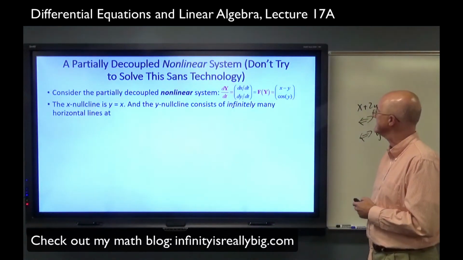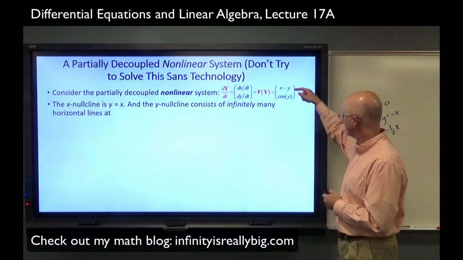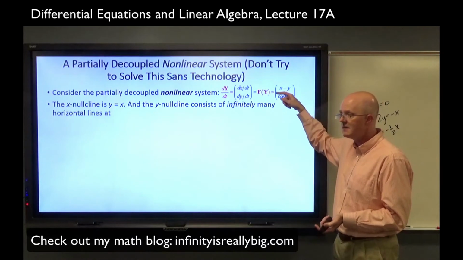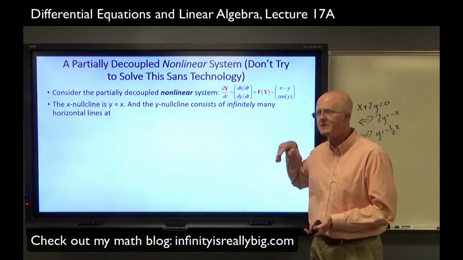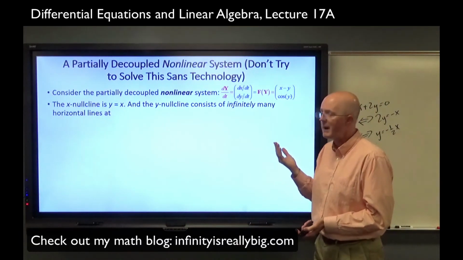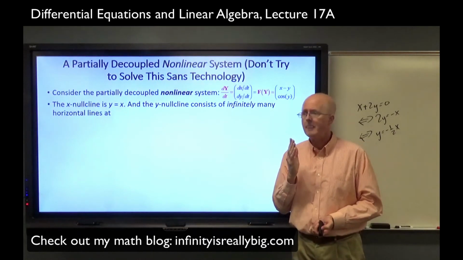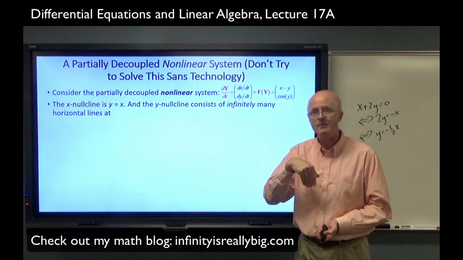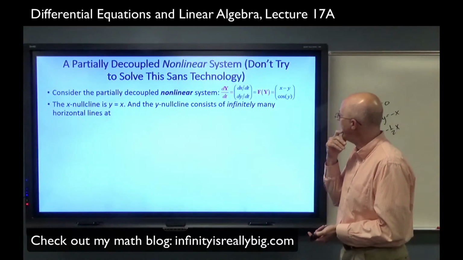What about the x nullclines here? It's where dx dt is 0, where x minus y is 0, which means y equals x. The line of slope 1 through the origin is the x nullcline. And remember, the x nullcline is where dx dt is 0, so solutions are vertical, pointing straight up or pointing straight down.